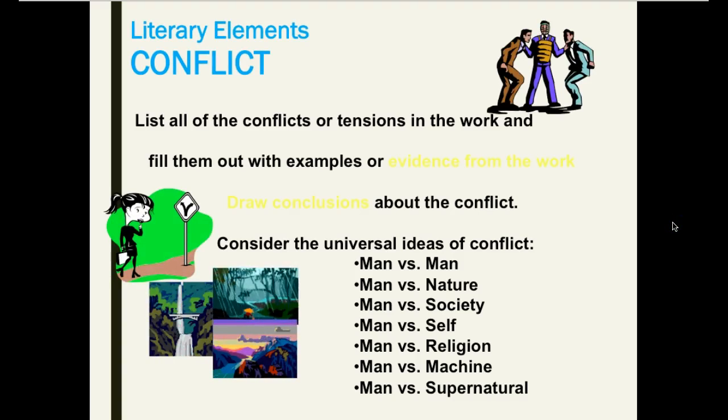And don't forget, we talked earlier in the semester when you were writing narratives about conflict. So as you're taking notes, list all of the conflicts or tensions in the work and fill them out with examples or evidence from the work. Draw conclusions about the conflict and think about the universal ideas of conflict. If you remember, these are man versus man, man versus nature, man versus society, man versus self, man versus religion, man versus machine, and man versus supernatural.